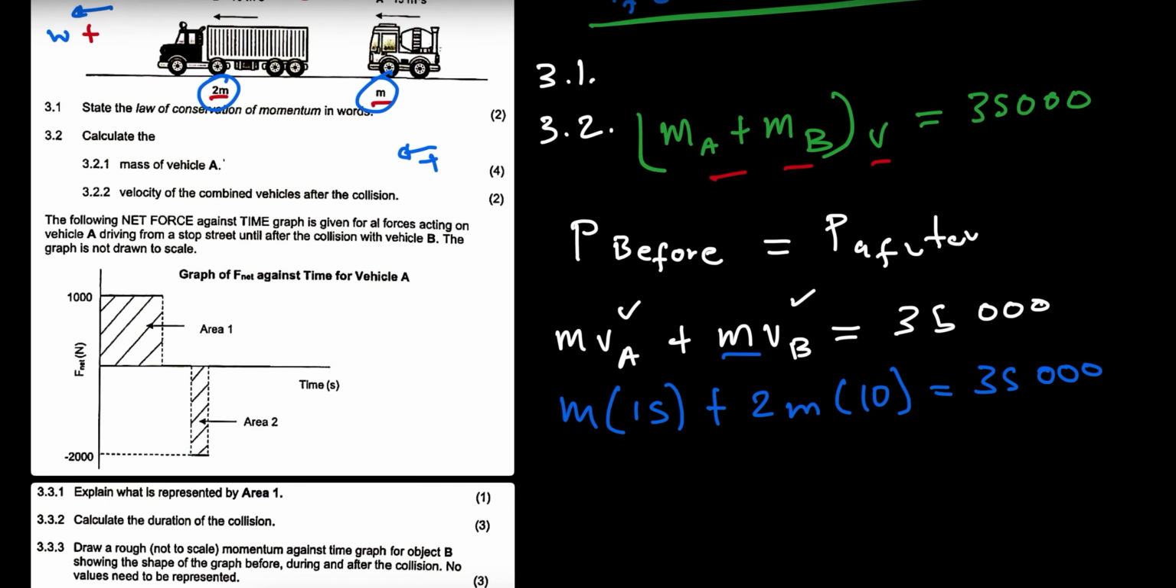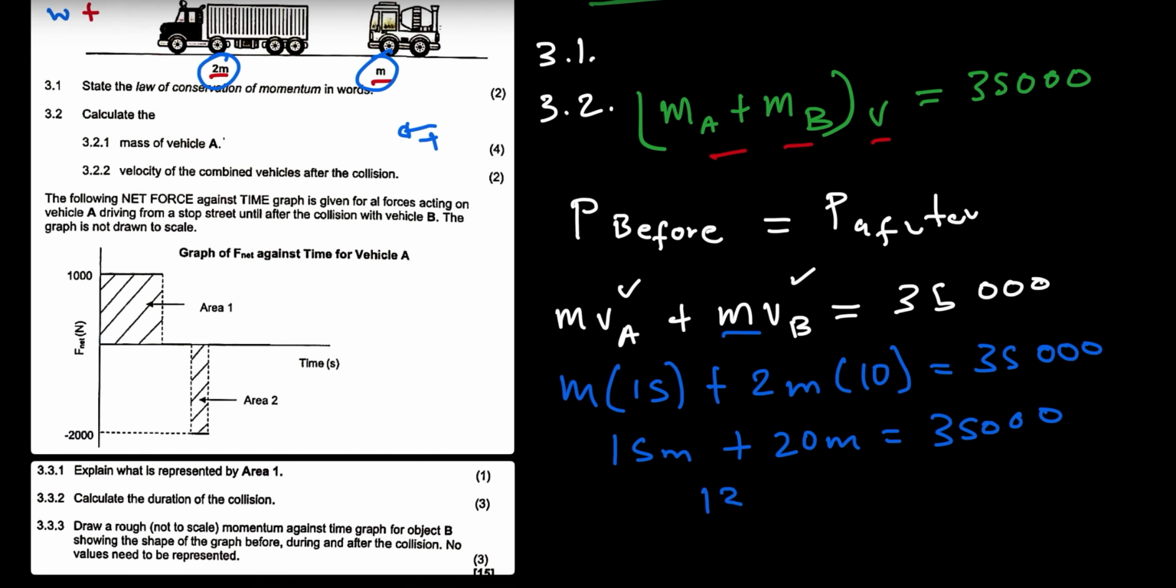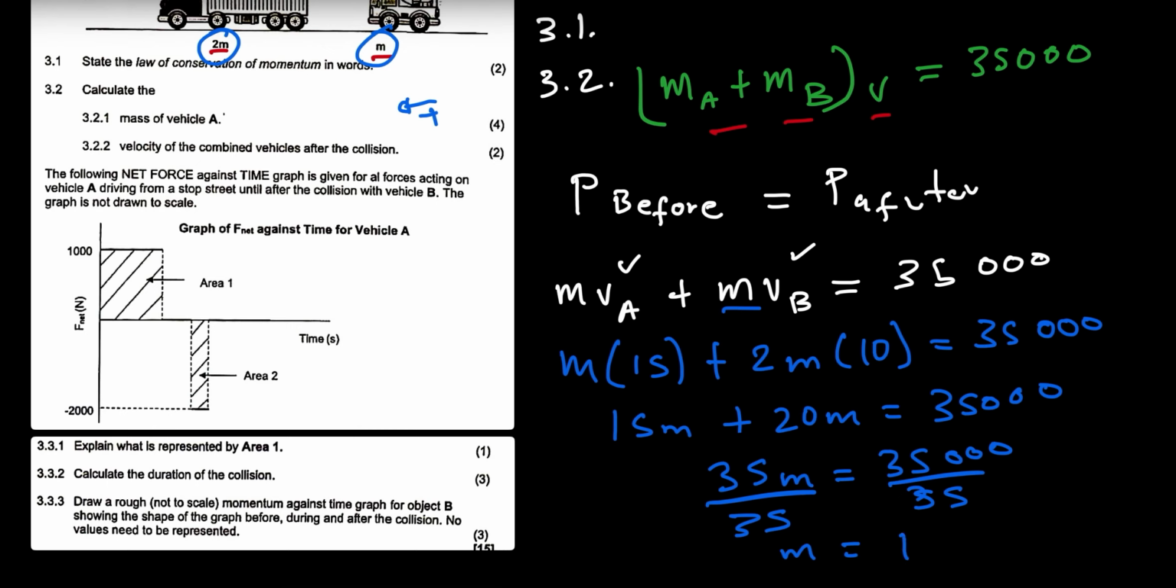So we're going to say m multiplied by 15, that is going to be 15m. 2m multiplied by 10, that is going to be 20m. And that is equal to 35,000. So 15 plus 20 should give us 35, that should give us 35m, which is equal to 35,000. If we divide both sides by 35, 35,000 divided by 35 should give us 1,000. So the mass of object A is going to be 1,000 kilograms. So that will be the mass of object number A.